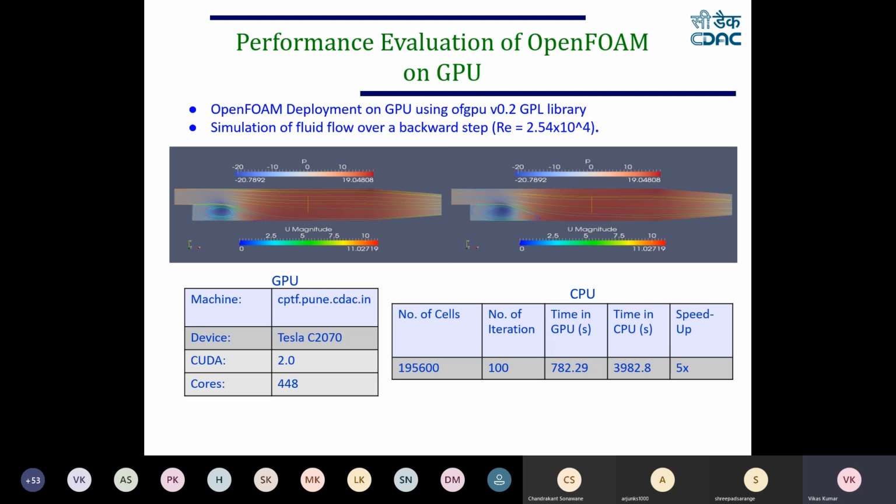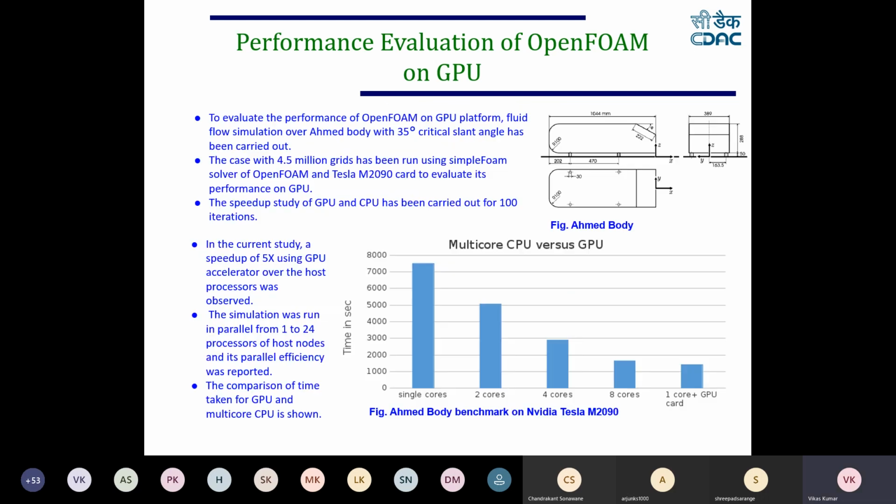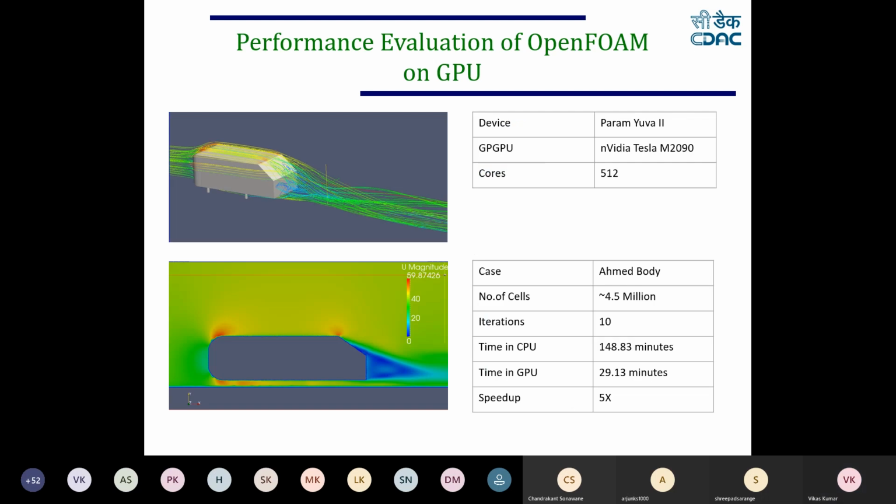You must be knowing about OpenFOAM because it is open source CFD software, and it is available on CPU as well as on parallel computing platforms. This problem, you must be knowing about the Ahmed body. This Ahmed body problem was solved on the GPU, and for this we used the NVIDIA Tesla card, which had 512 cores, and we got a scale up of 5 times as compared to the CPU.